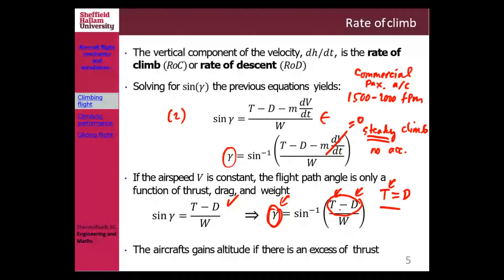And if there is no climb, it means that your aircraft is only in steady level flight, like what we discussed last week. Okay, so remember that. The aircraft gains altitude if there is an excess of thrust, meaning that T minus D should be greater than 0. If T minus D equals 0, it is steady level flight. If T minus D is less than 0, your aircraft, instead of climbing, will descend, right? So that is when you switch off your engine, meaning that you don't have any T in there, then you have only minus D divided by W, and your aircraft is descending instead of climbing, okay?